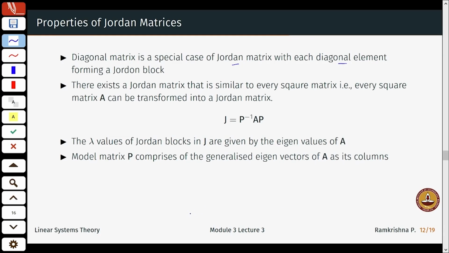Now, the question is, given a square matrix A, can I transform it into a Jordan form, and what is the transformation matrix that does this trick for me? It's the same as before. I can write J as P inverse AP, where the model matrix P, which transforms A to J, will now comprise the generalized eigenvectors of A as its columns.